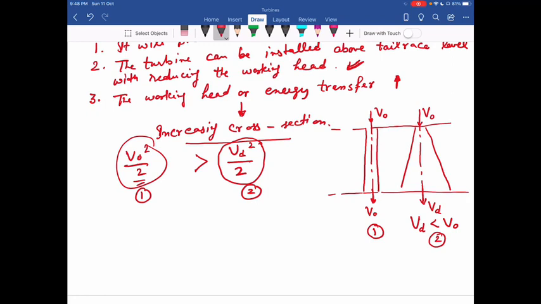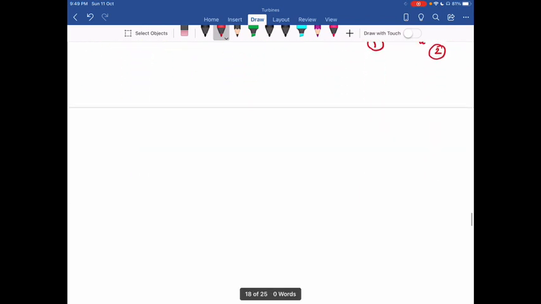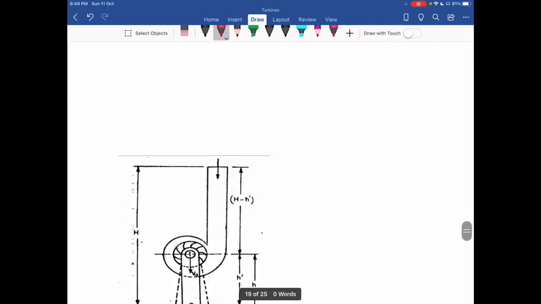Okay, so the working head, that is the third function, or energy transfer can be increased to some extent by using a draft tube of increasing cross section. That is case 2. So here the wastage of energy per unit mass is Vd square divided by 2. Okay, so this is the third function of the draft tube. Now I talk about the second function. For the second function you have one diagram.